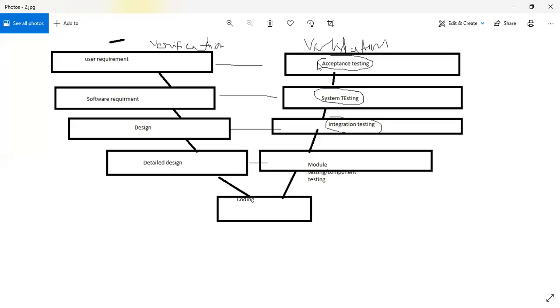In this model, testing activities can be integrated in each phase of the SDLC. The left side we call the SDLC model: user requirement, software requirement, design, detailed design, coding. This is SDLC. The right side is STLC, software testing. So these two will be linked together.